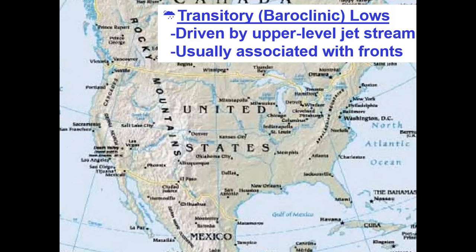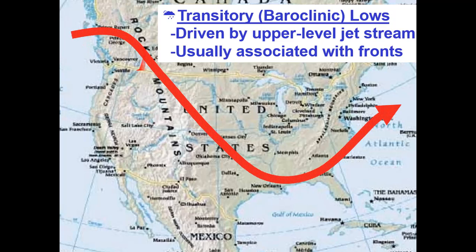Now, what about transitory baroclinic lows? These are a little bit of a different type of animal we're dealing with here. They're driven by the upper level jet stream, typically the polar front jet stream, and are usually associated with fronts and air mass changes. When I mention the word baroclinic, that generally means that there's some type of air mass change, there's some type of frontal system, and it's being supported aloft by an upper level trough or all the way up to the jet stream level.